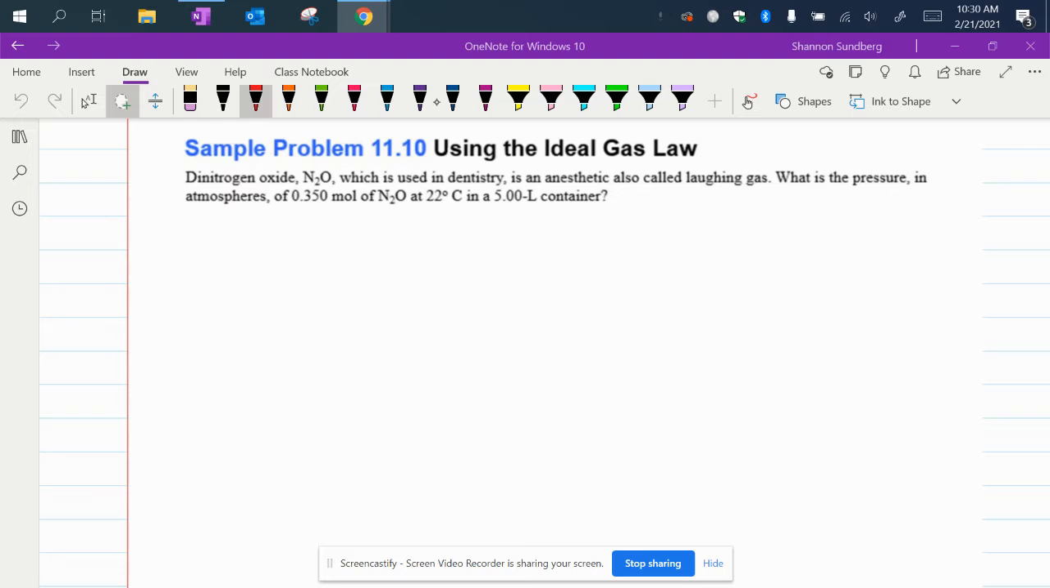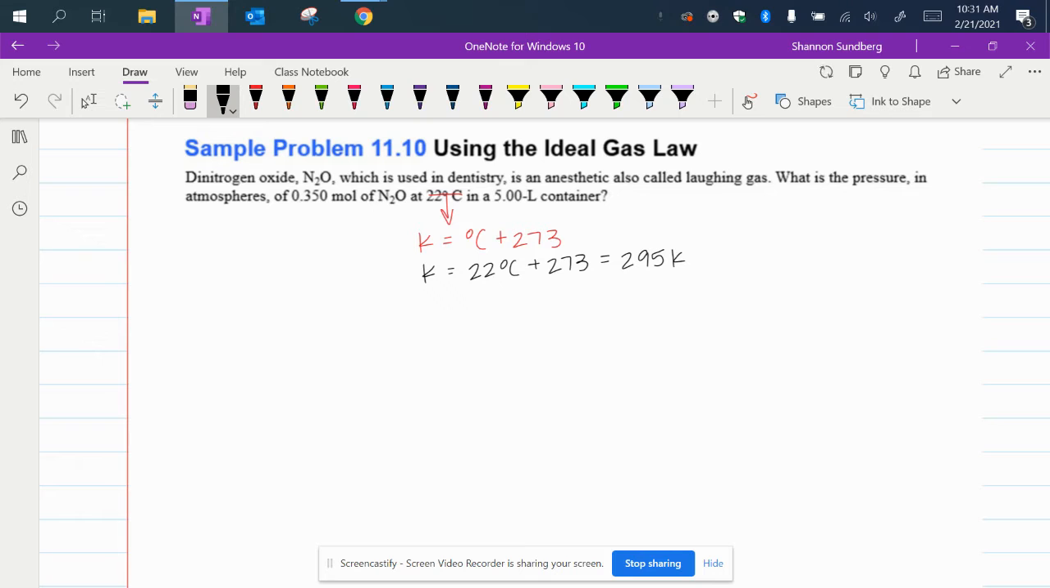First thing we have to pay attention to is they gave us Celsius, and we cannot use Celsius when we are calculating using the ideal gas law formula. So the first thing we have to do is change it into Kelvin. The formula is Kelvin equals degrees Celsius plus 273. Sub in 22 degrees Celsius, add 273, and Kelvin equals 295 Kelvin.